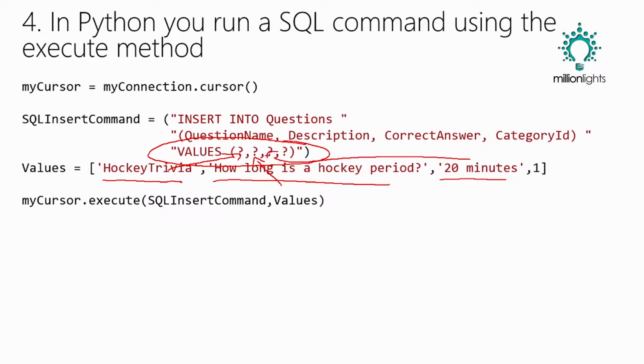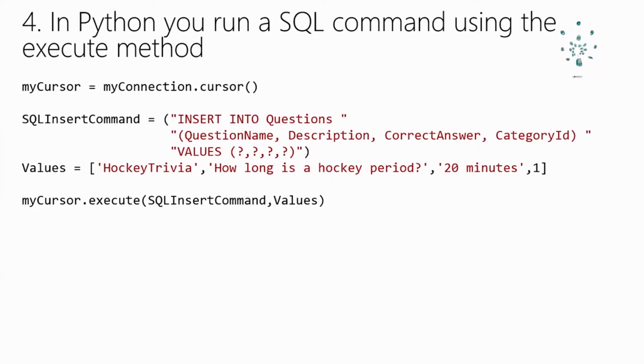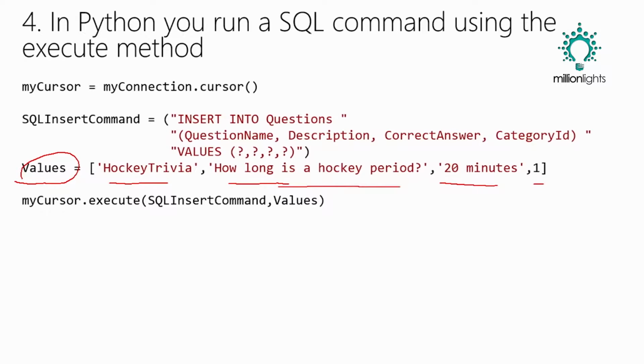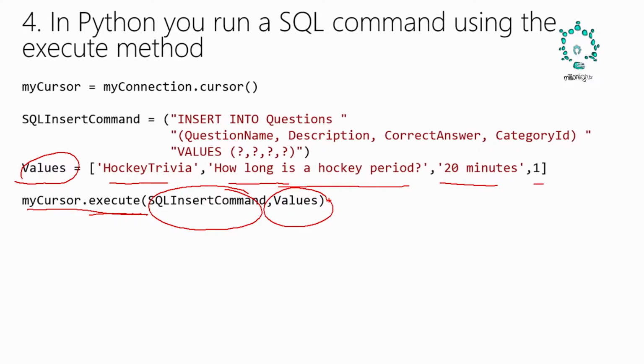Right. So instead of saying values and in parentheses the variable name for a question, which holds the question name and so on, we use this syntax where we say, I'm going to give you 4 values. Each one is represented by a question mark. Then we declare an array, called anything you like, which contains the 4 values you want to pass in. And when you execute it, we say, here's the command we want to execute, and here's the array that contains the values to plug in where those question marks were located. So a little bit different to protect you from SQL injection.